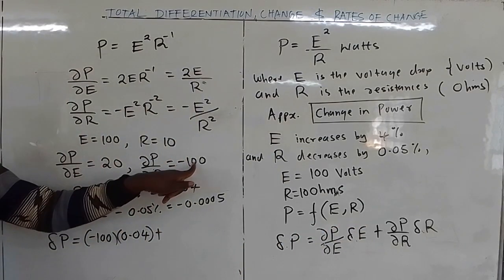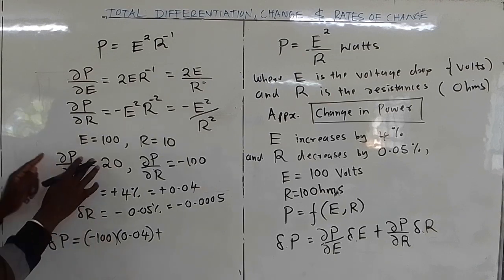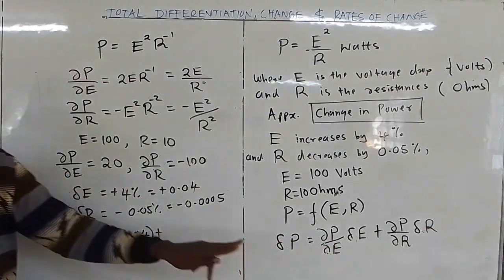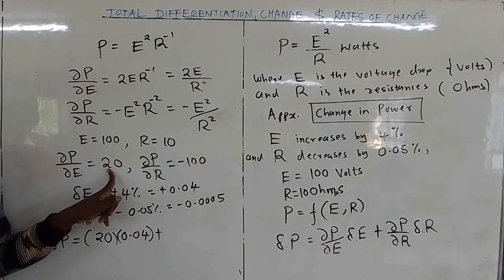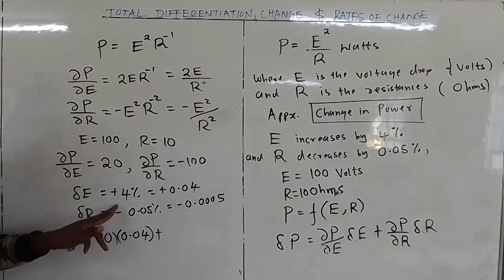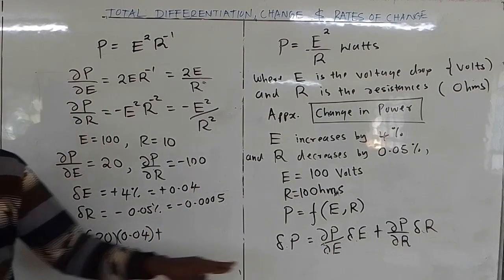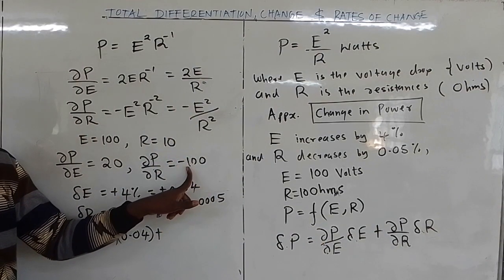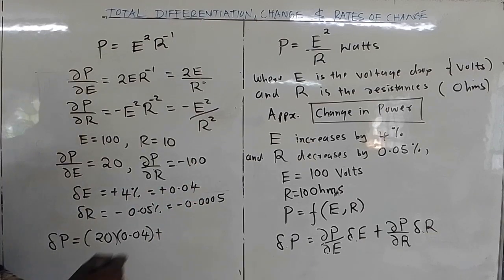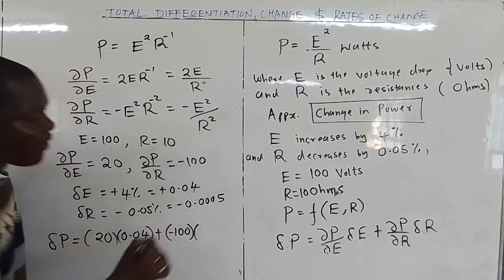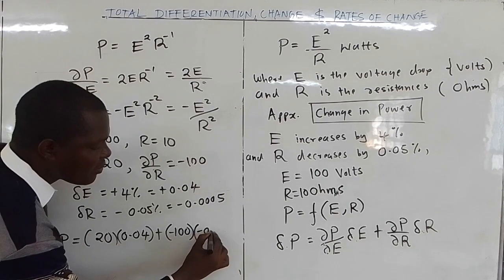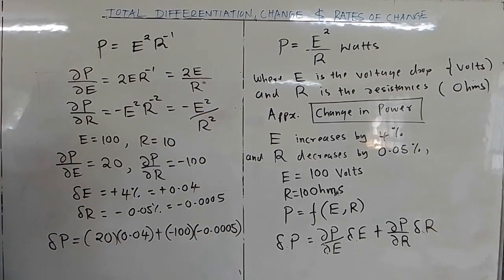Where is it? This. You found it to be? No. This one you found to be 20. The partial P over partial E, this you found to be 20. Then change in E was positive 0.04. Then it is plus partial P over partial R, which is negative 100, isn't it? You have to be very keen when you are substituting, okay? That is negative 100. Then change in R you found to be negative 0.0005. So if you perform this operation in the calculator, what do you get?